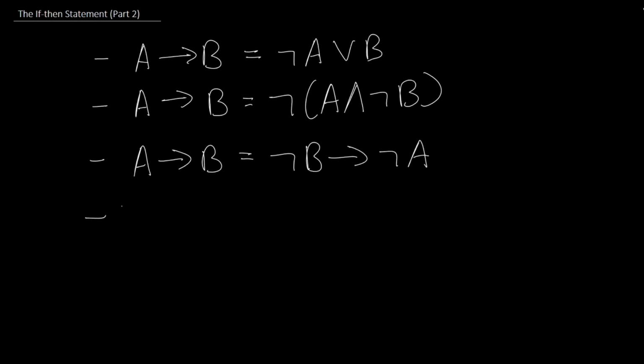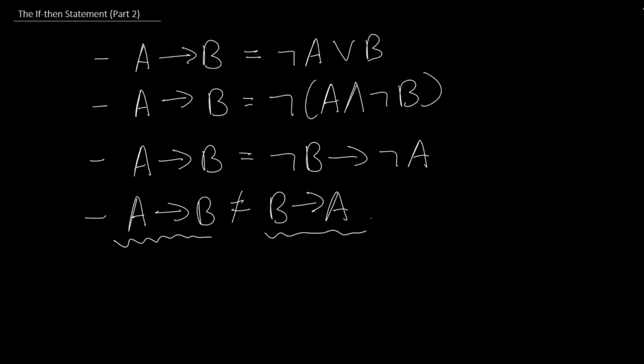What else is important to know? This guy is not equal to this guy. This means that the order does indeed matter, and it's pretty intuitive to understand why, because this means if I go to the store, then I'll get some milk, and this guy over here means if I get some milk, then I'll go to the store. Obviously, these two are not equal to one another.